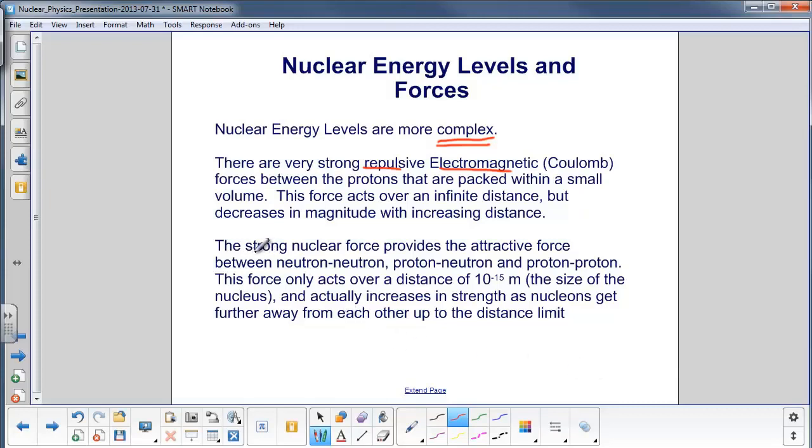Contrasting with that, you have the strong nuclear force, which is giving you an attractive force, not only between the protons and the neutrons, but between protons and protons and neutrons and neutrons. Now this force only acts over a distance of 10 to the minus 15th meters, the size of the nucleus, and actually it increases in strength to a point. So as the two protons get a little further away from each other, the strong nuclear force gets stronger. They get attracted more closely. But if they get too far apart, for example, greater than this 10 to the minus 15th meters, there'll be no force. So it's this interplay of the attractive strong nuclear force and the repulsive electromagnetic force that gives rise to the nuclear energy levels.